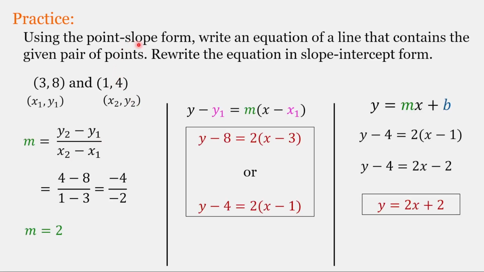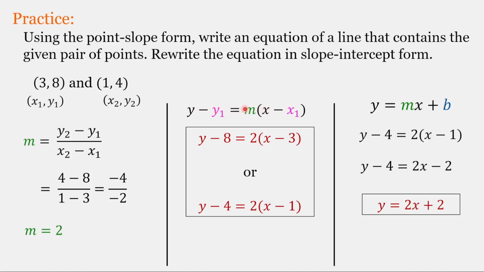So we're going to use that point-slope form to write an equation that contains this pair of points, and then we'll rewrite the equation in slope-intercept form. So to use that point-slope form, we need a point that's on the line. We have 2 of them. And we need the slope. So let's first find that slope. In this case, we get a slope of 2.